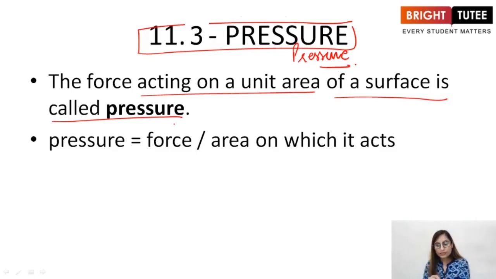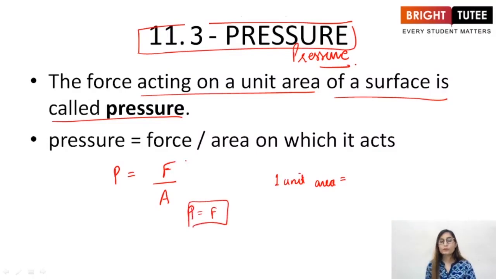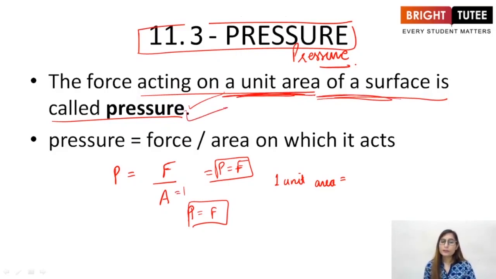For example, for 1 centimeter square, the force that has been applied on 1 centimeter square will be the pressure. Let us see. The formula is pressure is equal to force per unit area. Basically, for 1 unit area, if there is only 1 unit area, then pressure will be equal to the force, because you will be putting the value in this formula. A will be equal to 1, so P will be equal to F. So basically, the force acting on a unit area of a surface is called pressure.